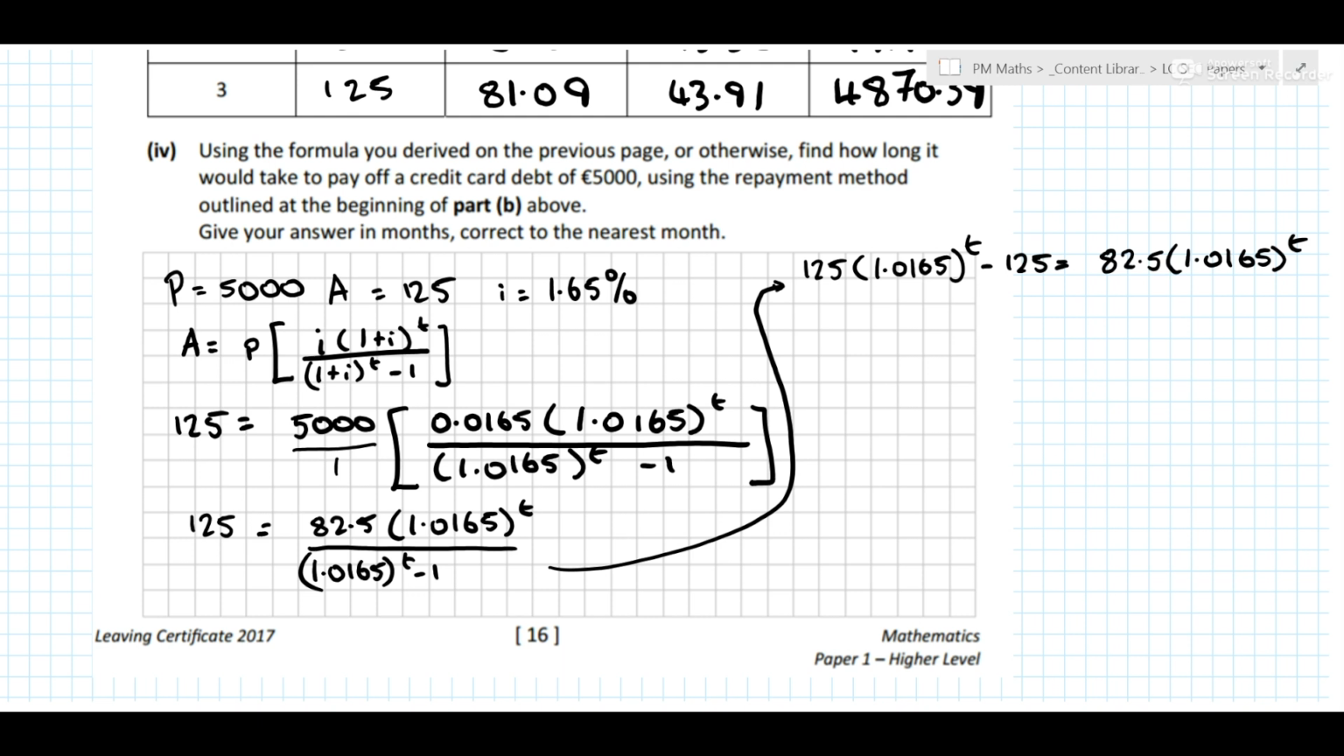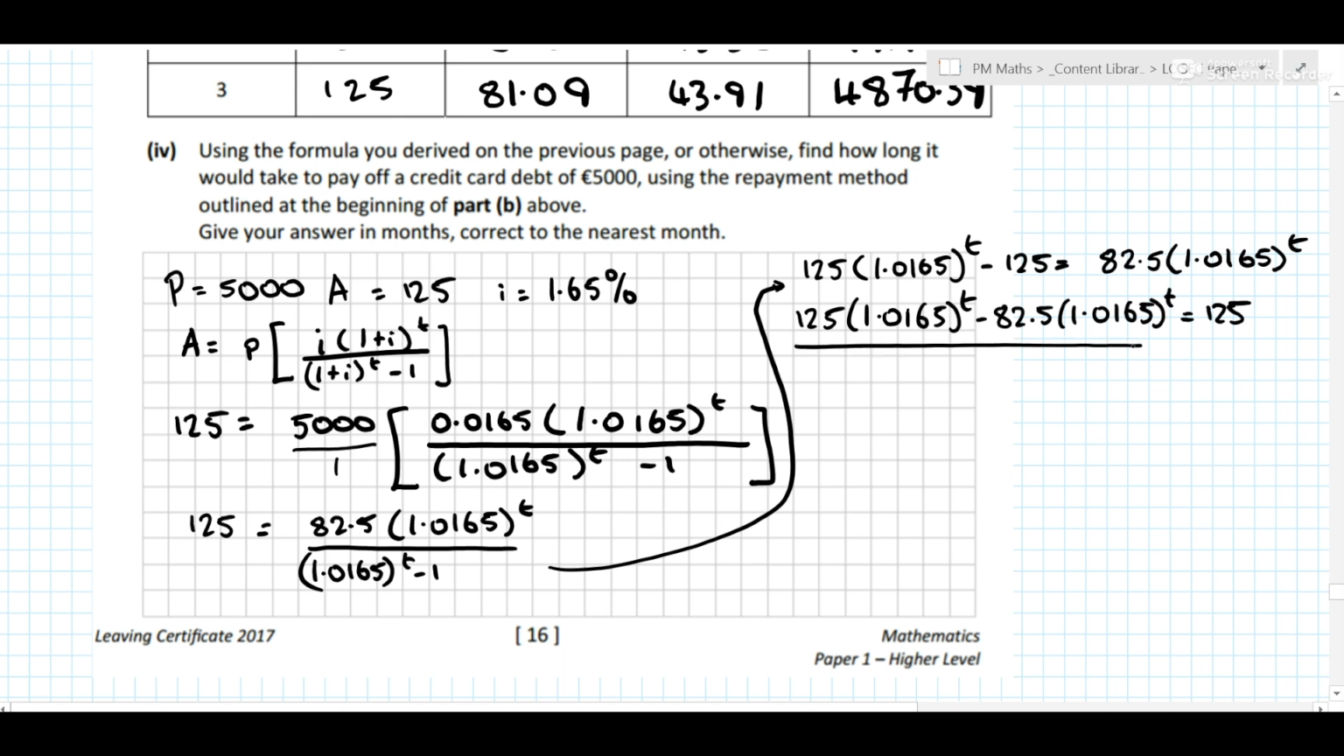Bring all the variables to one side, so 125, 1.0165 to the power of t minus 8250 by 1.0165 to the power of t is equal to 125. Add these two together or subtract them away from each other. Okay. And we get, what do we get?